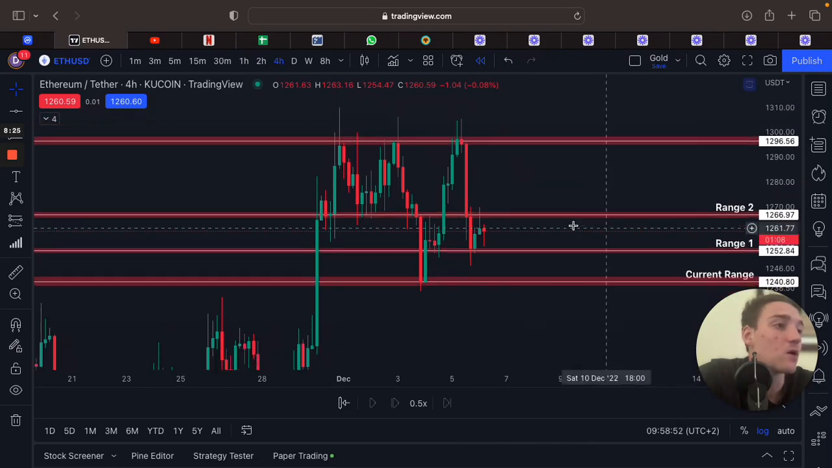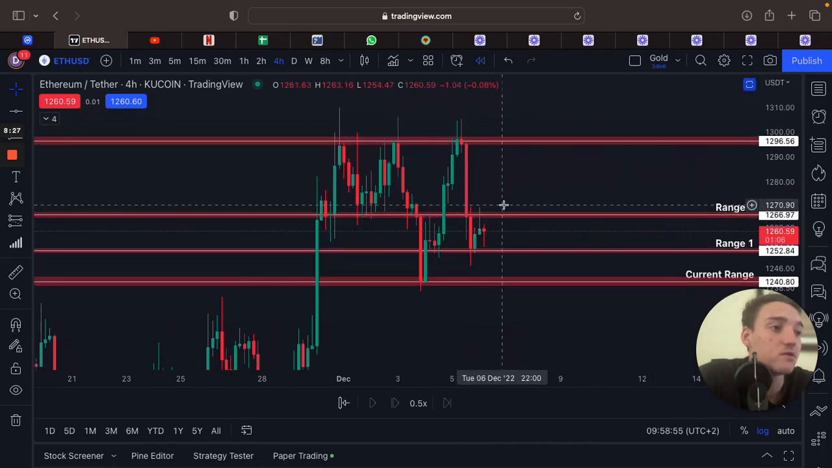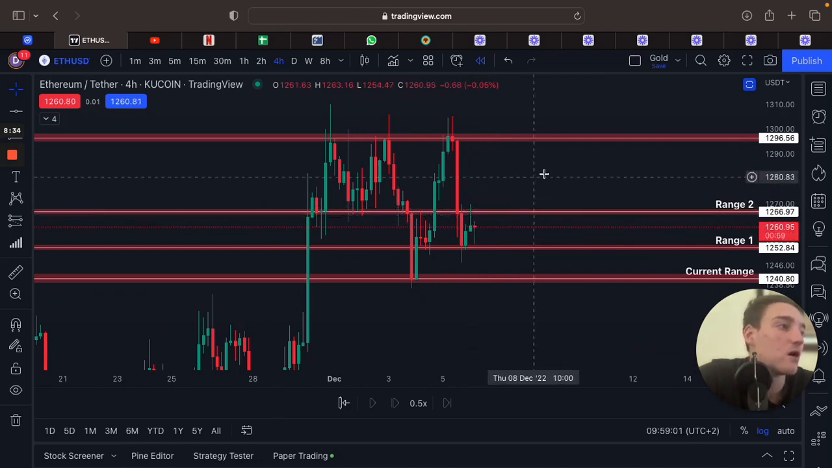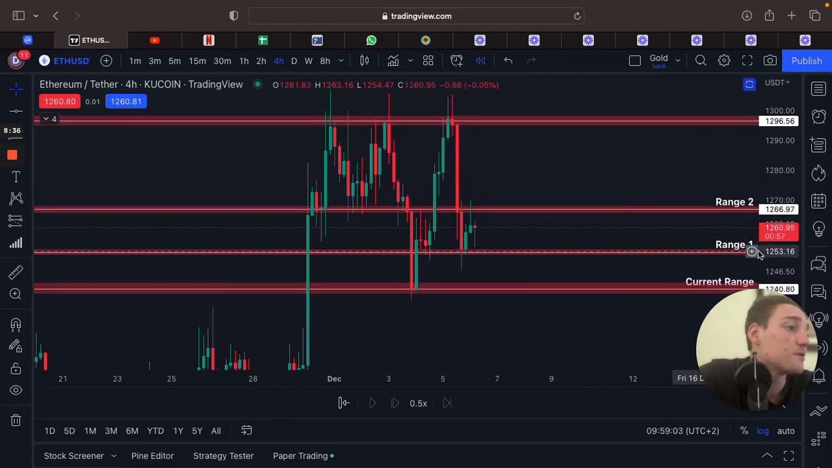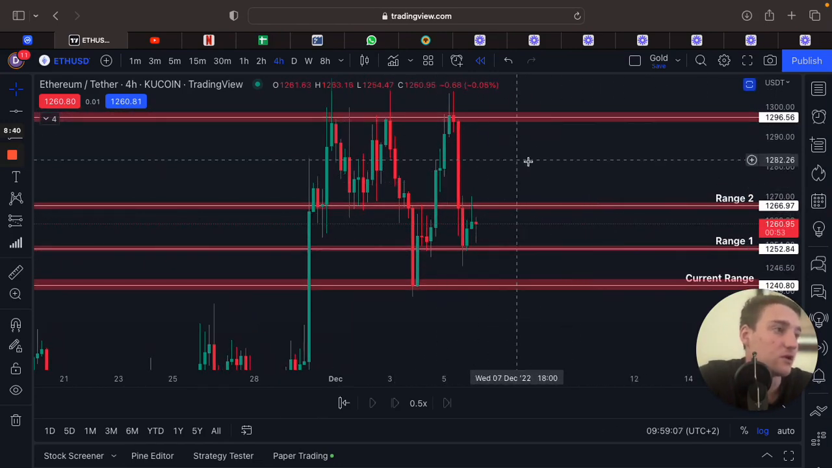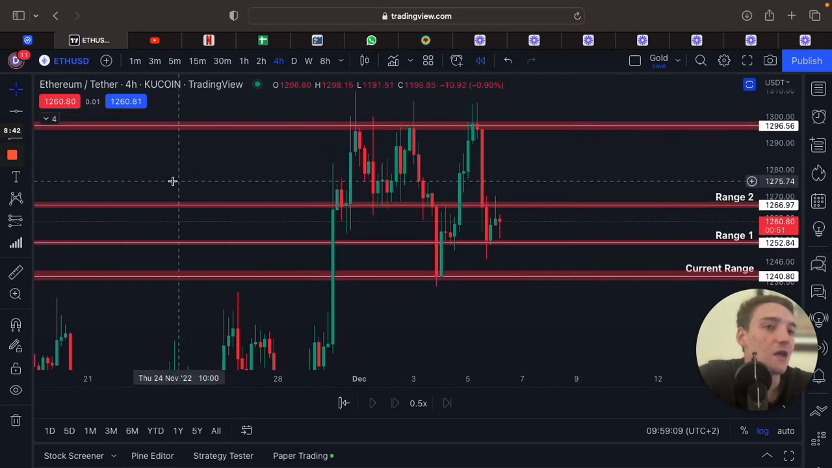So a 4 hour closure above here, a strong 4 hour close would be perfect, as there might be a wick fall here. You can see we had a bullish wick. There might be a wick fall, there won't be, because there's 49 seconds before this closes. But yeah, that's kind of what you're looking for.